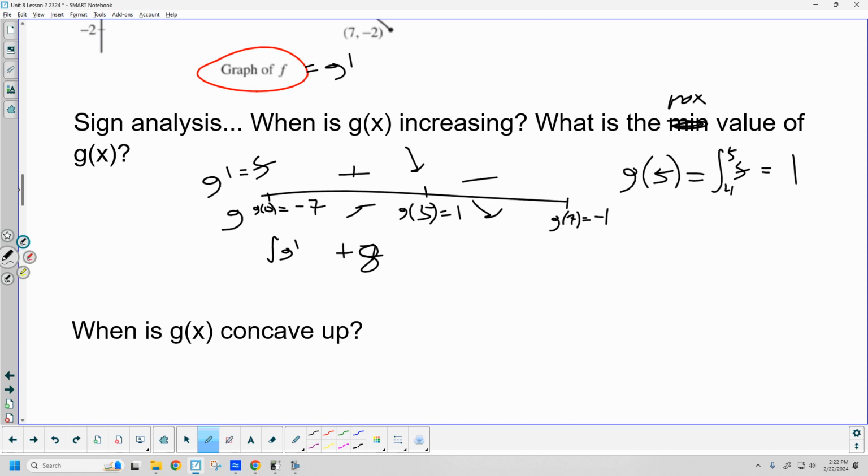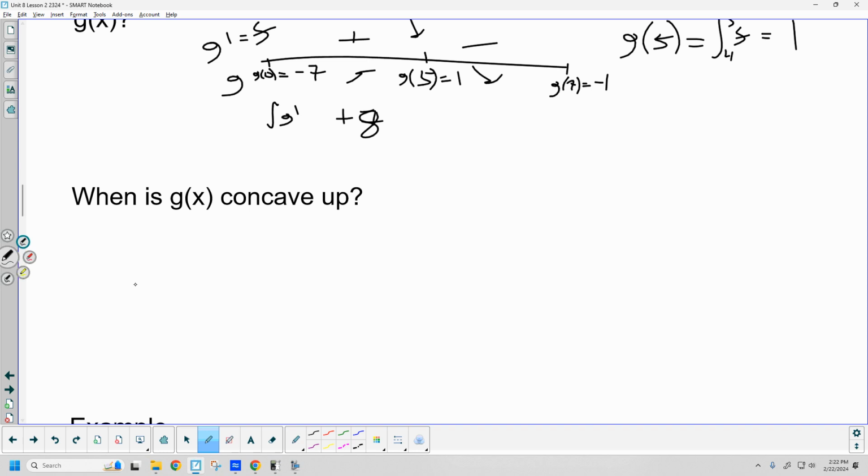When is G concave up? Answer that. Some of you are going to be like, never. And of course, that's not right. You know it? I know it. Yes, Samuel.